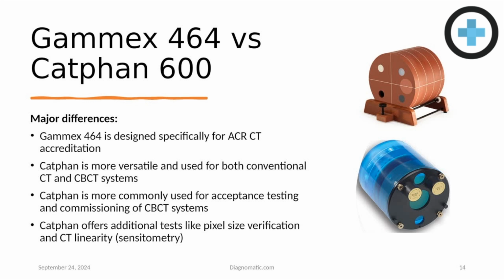first being that the 464 is designed specifically for ACR accreditation. So you can only use that phantom if you're applying for ACR accreditation at your facility. On the other hand, the CatPhan is much more versatile for QA for conventional CT, but also for cone beam CT systems as well. And it tends to be more commonly used for testing and commissioning of CBCT systems. And it offers a wider variety of tests. A couple examples: the pixel size verification, and then a few more materials under CT linearity.